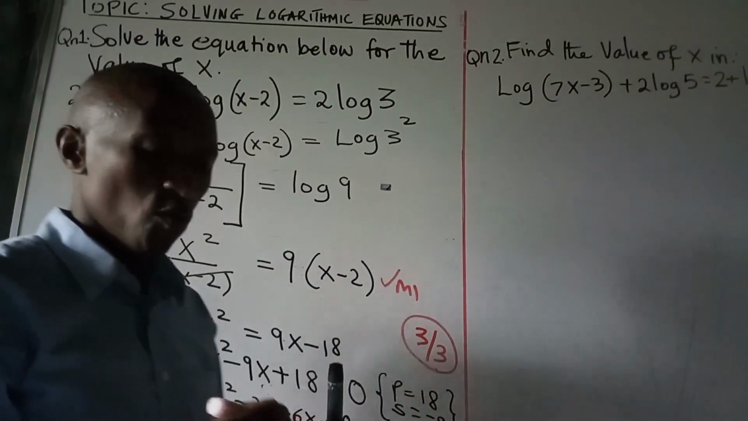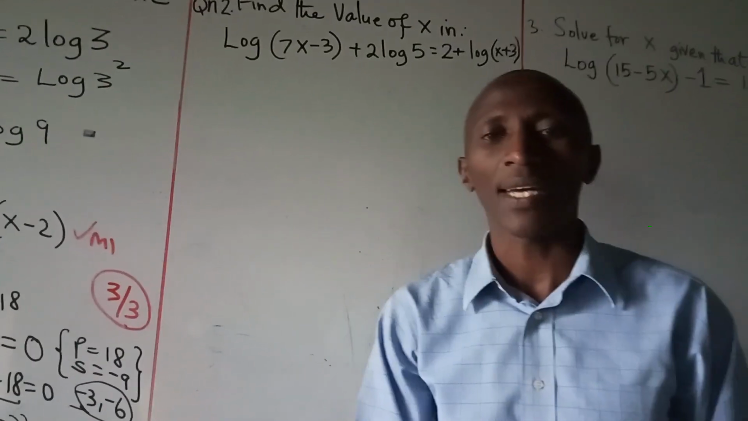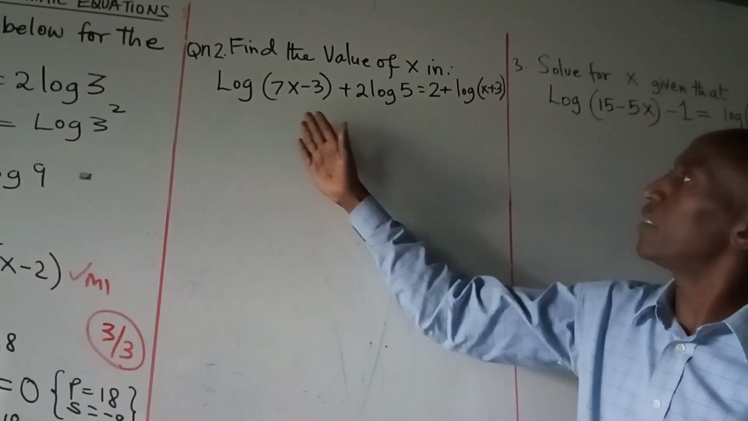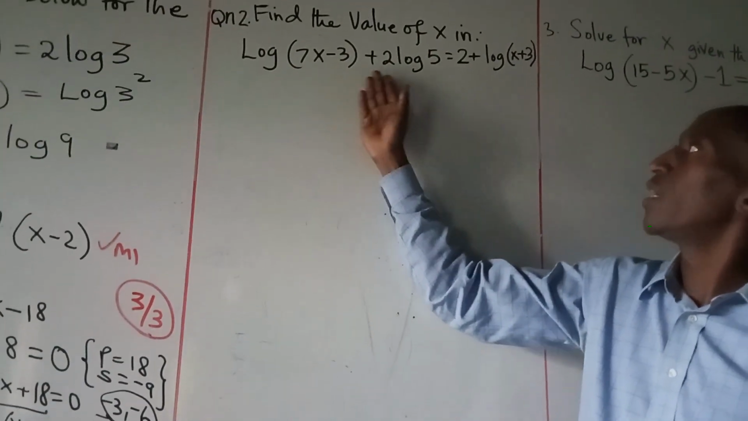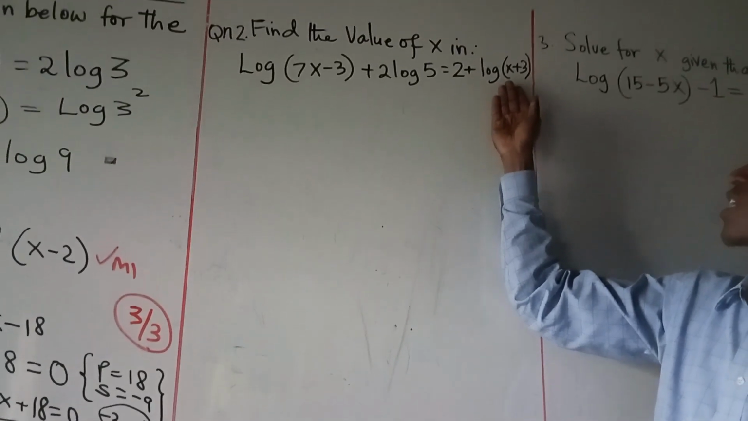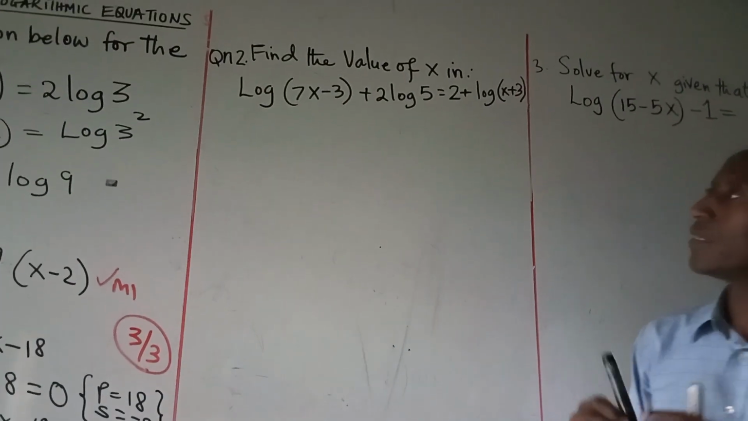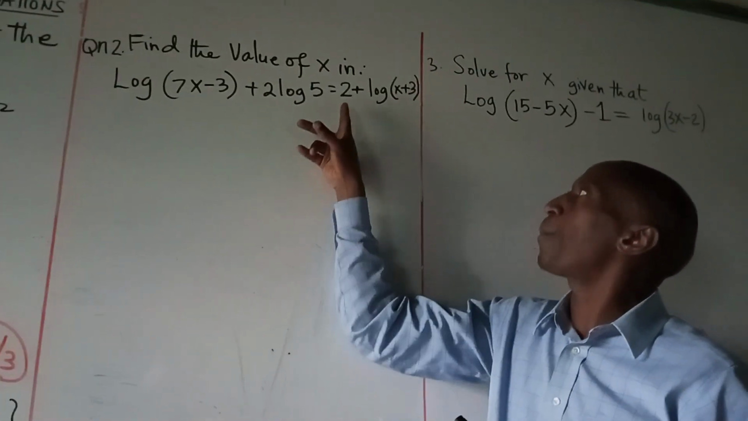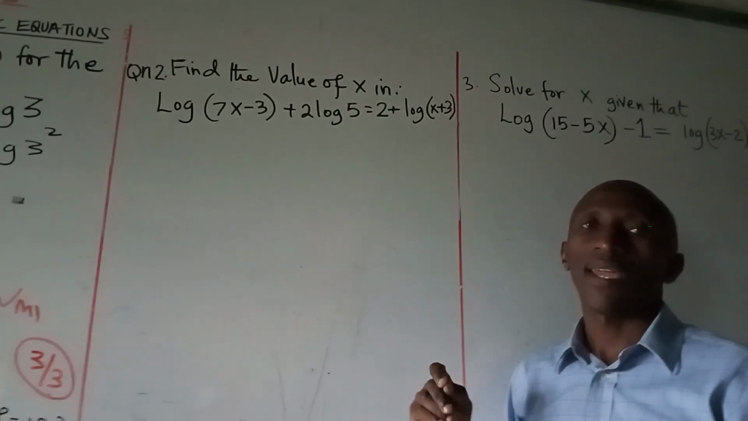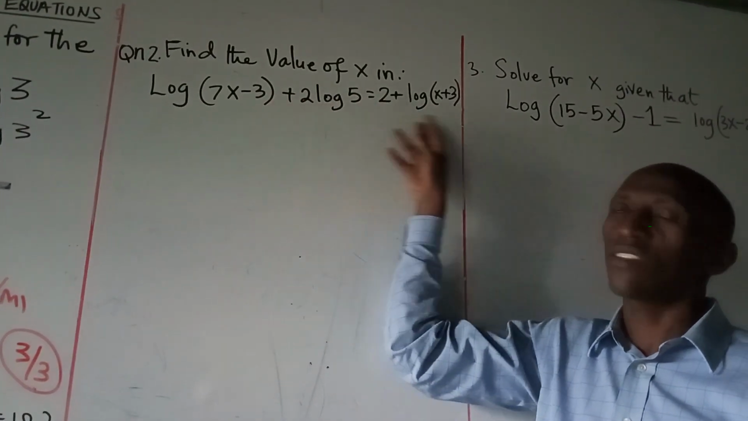Let's move on to question number 2. In question number 2, we are required to find the value of x in logarithm of 7x minus 3 plus 2 log of 5 is equal to 2 plus log x plus 3. In this case, looking at the question, we have some parts like this one, whereby a number is given and it is part of the logarithm part.